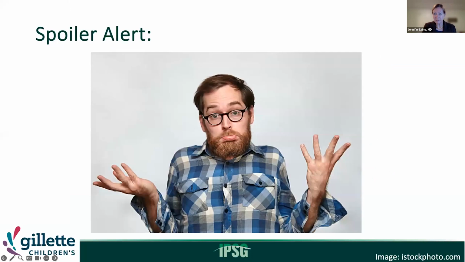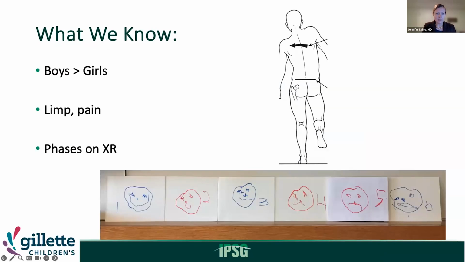We don't really know what causes Perthes disease. And this is one of the reasons why so many of us spend so much time thinking about and researching this condition. I'll share with you today what we think we know and what we don't know. Starting out with what we know: boys get Perthes more often than girls, with a ratio of about 4 or 5 to 1. Kids oftentimes present with limp and pain, and we see different phases on X-ray as the hip goes through the different stages of disease.